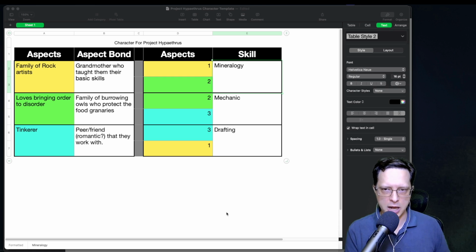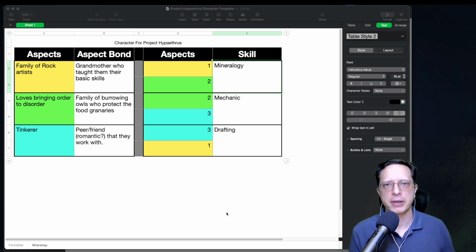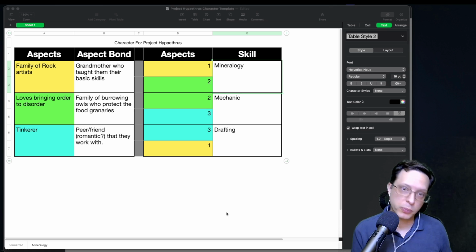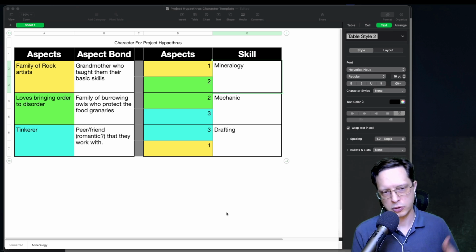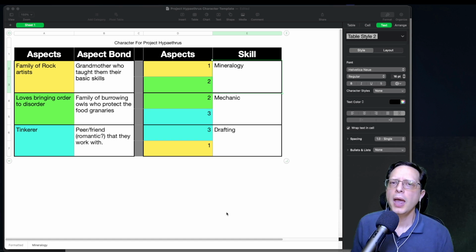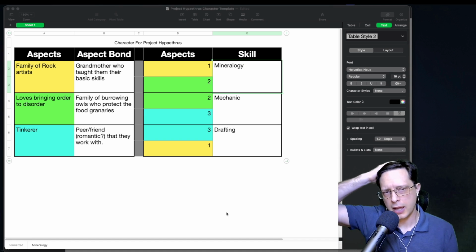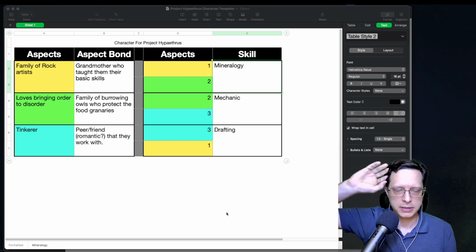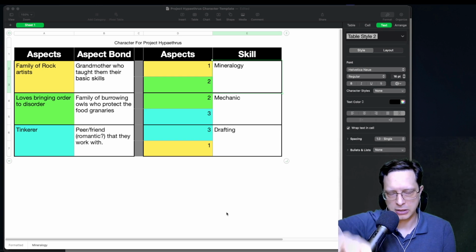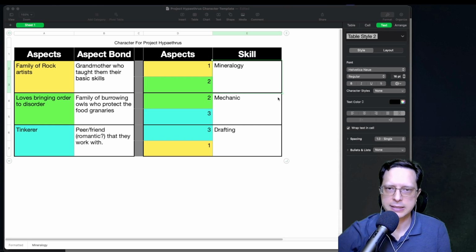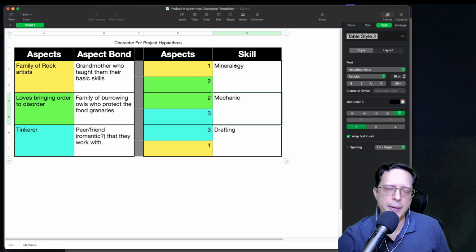And so they took up a job where they are essentially the community mechanic, in that they are building new machines or repairing machines and stuff like that, to help create water power or things like that in the community. As for the skills, the Tinkerer and Loving to Bring Order to Disorder very clearly connects into this mechanic skill that I'm thinking our character might have.